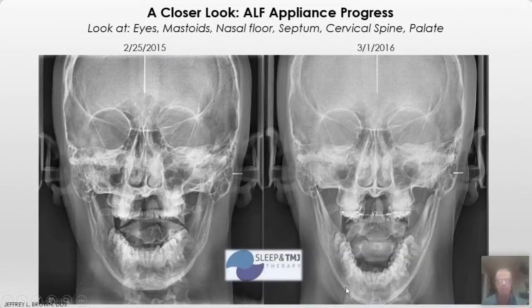ALF appliance, this is what it does. This is a deviated septum. Spinous processes in the neck are over here on his left of center. A year later, spinous processes are aligned. There's the ALF. No more deviated septum, non-surgically done, folks. The palate is now balanced, but previously, look at the bone turned into his palate.